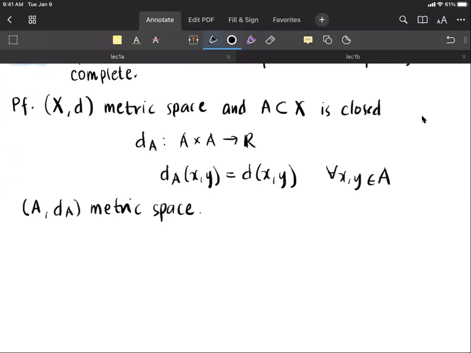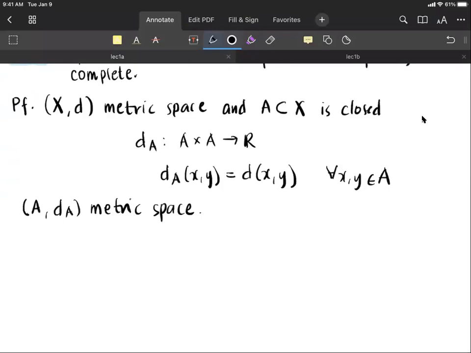Well, if you want to prove the three properties, that is the definiteness, symmetry, and the triangle inequality of this metric on A, you just need to apply the corresponding properties of the original metric D on X. In other words, those properties of a metric D are inherited by the restriction metric D sub A.